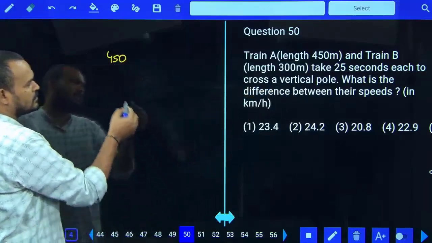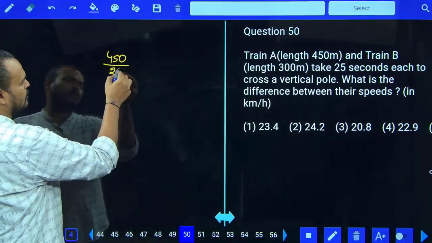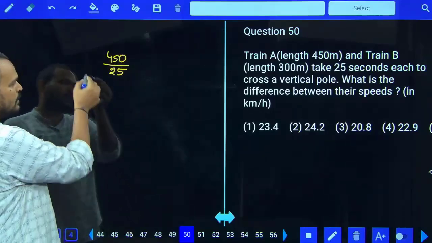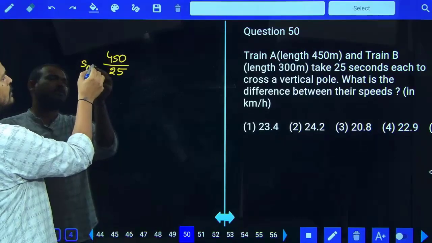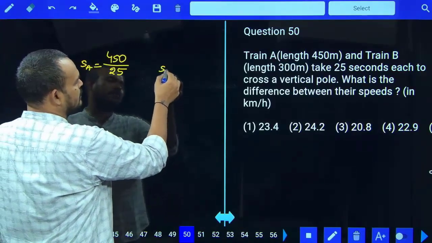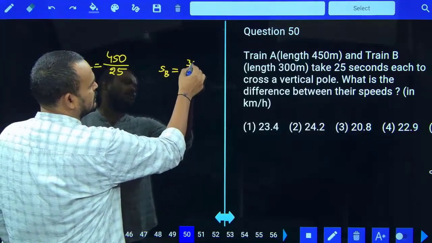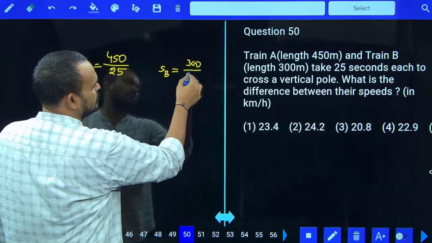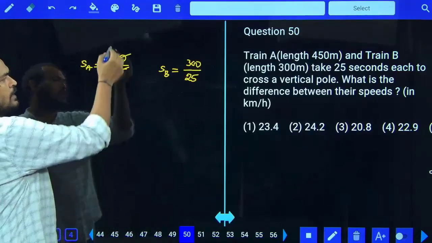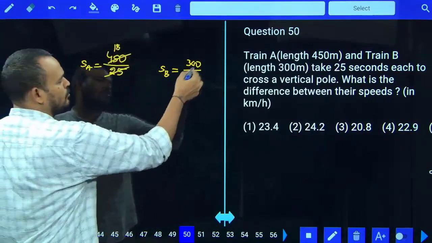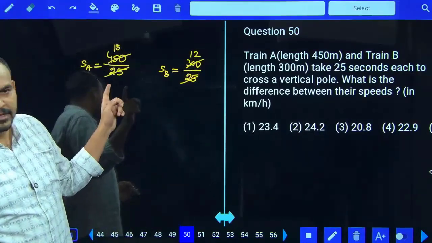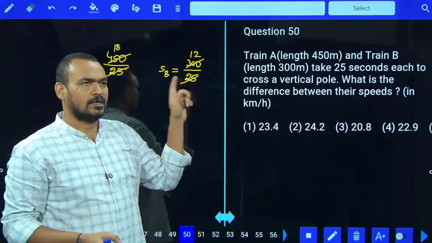Time is how many seconds? 25. 450 by 25, distance by time, we are getting speed. Speed of the first train. Next, the second one, speed of the second train. It is equal to what is the distance? 300. Time is how much? 25 seconds. Okay. 25 how many times here? 18 times. 25 how many times here? 12. Means speed of the first train is 18 meter per second. Speed of the second train is 12 meter per second.